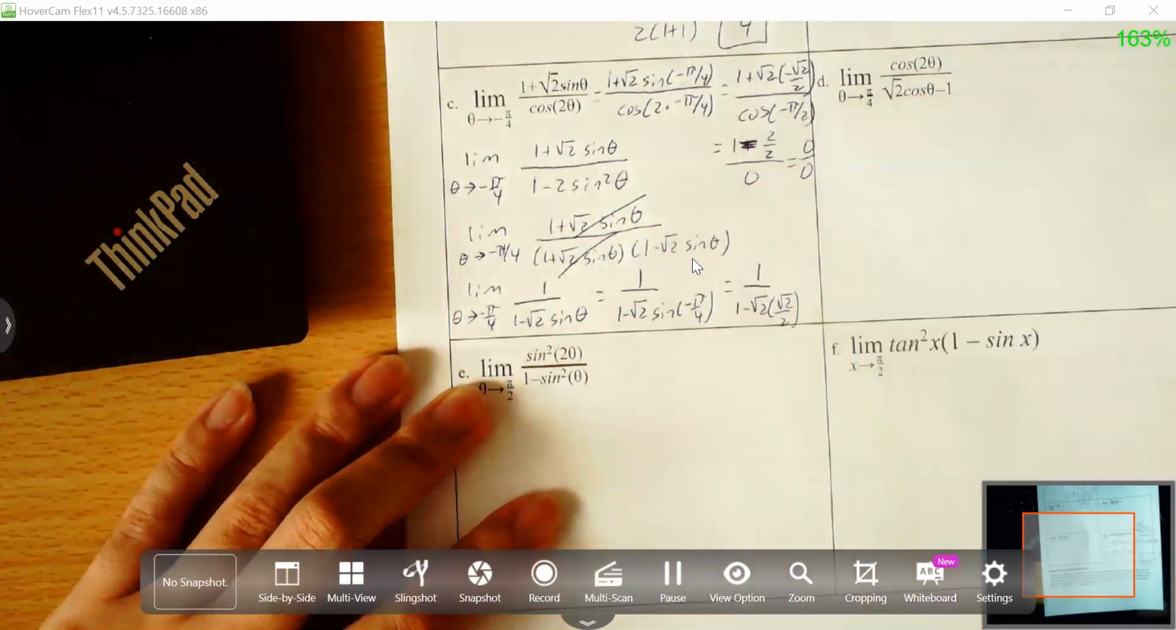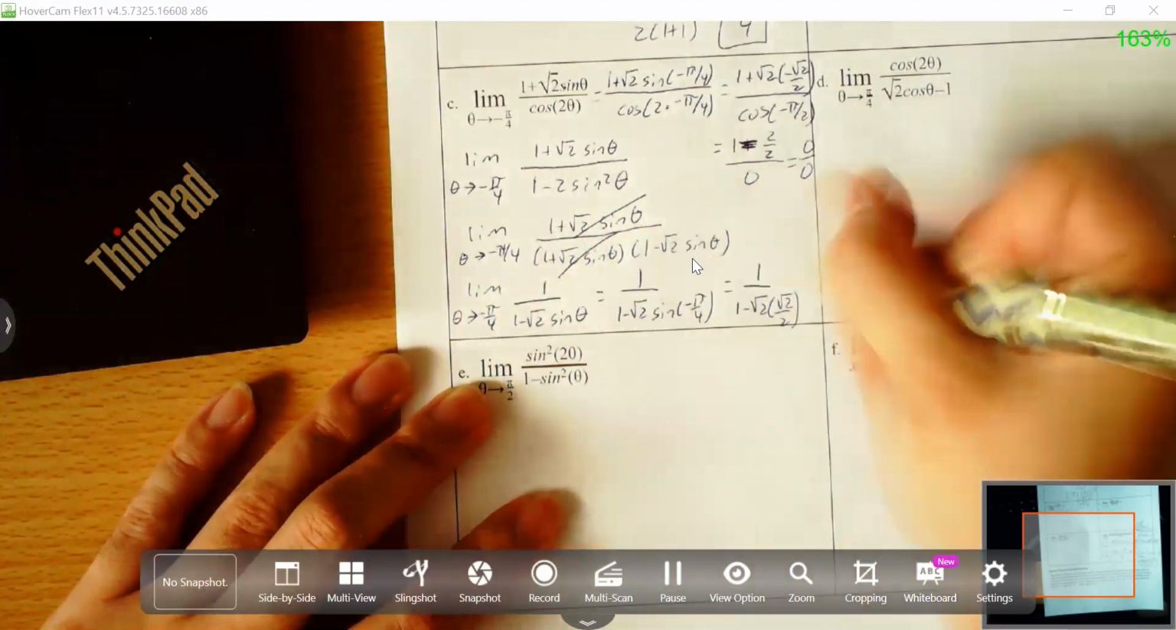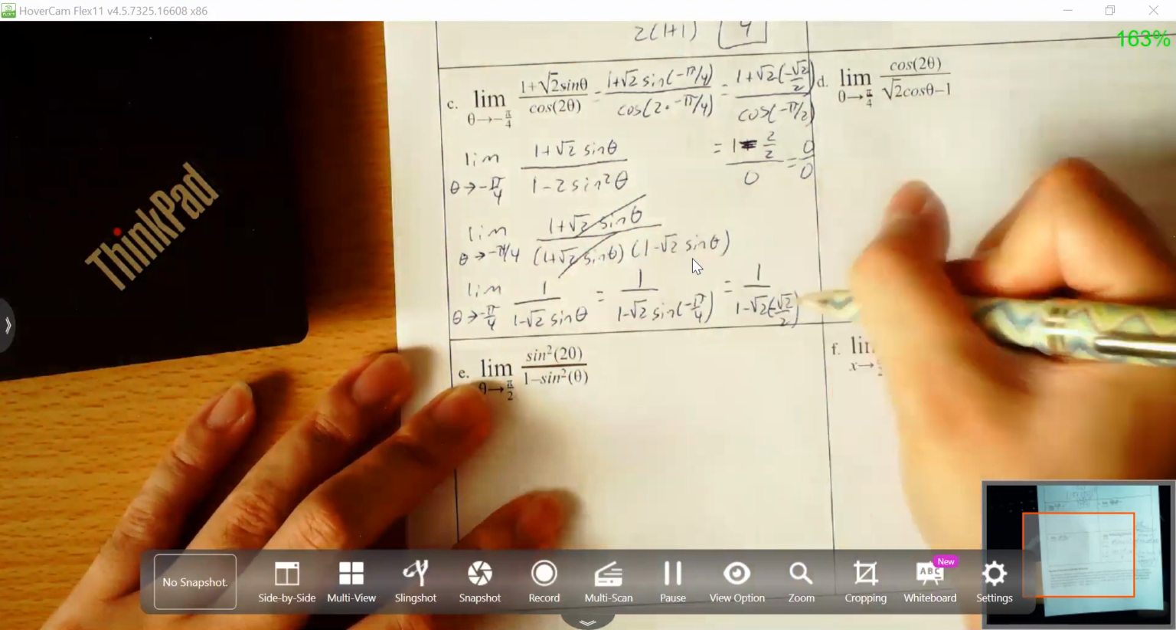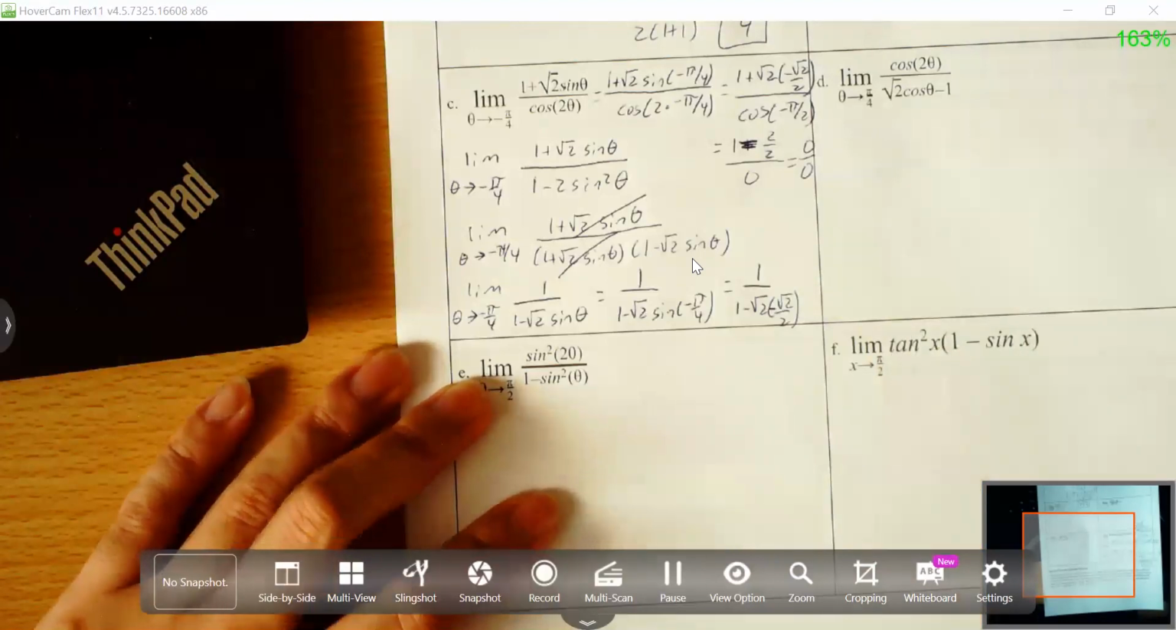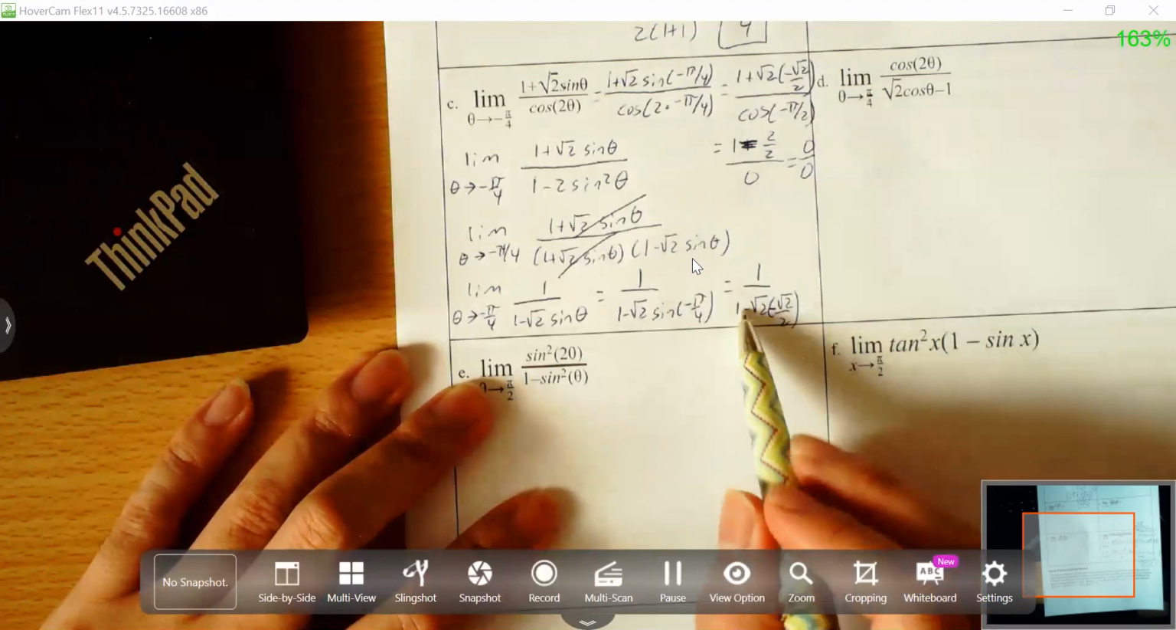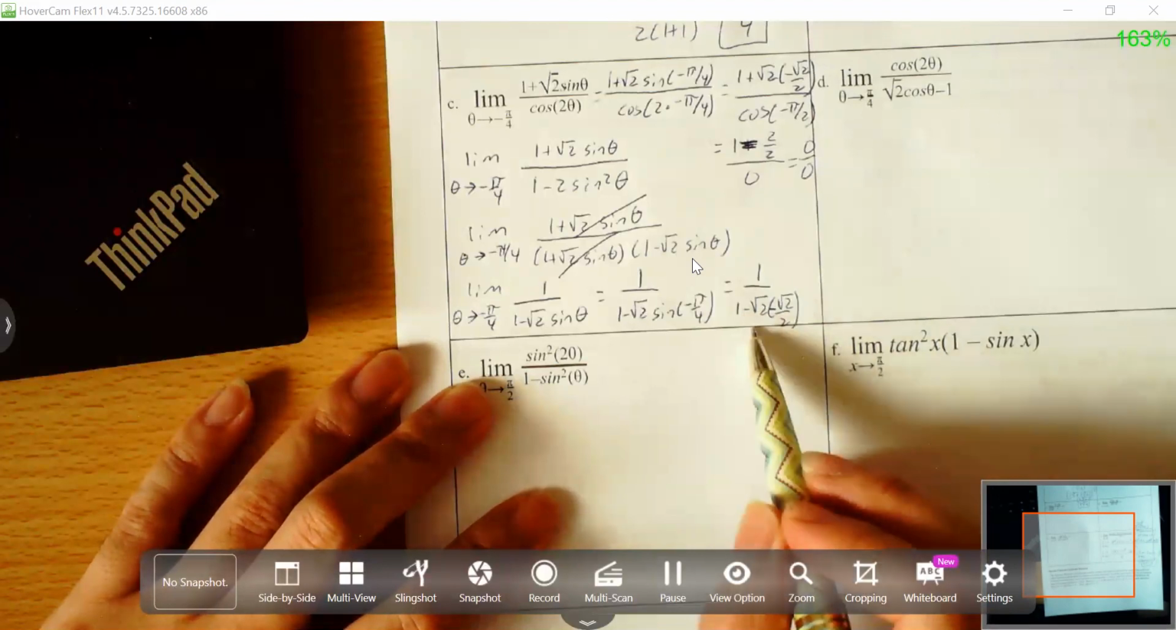Now, sorry for running out of space here. So you have to be careful with a lot of things here. Your signs, that you're doing your multiplication correct. So negative times negative is going to become positive.